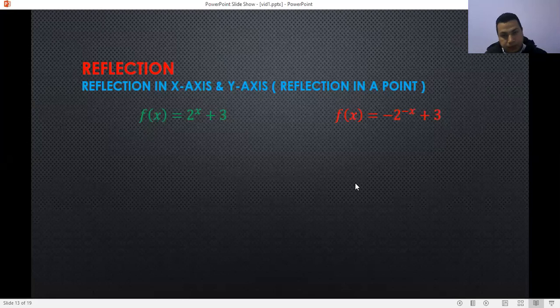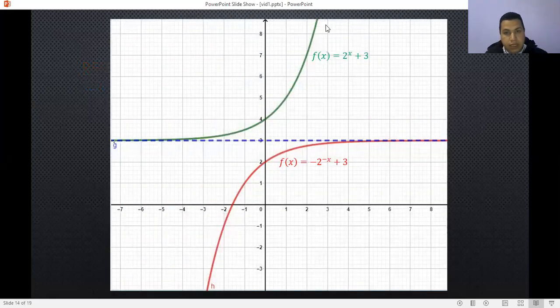Okay, then this is our graph. This is the asymptote line, and these are the changes made to this curve. This curve is the same as this curve, but by reflection in this point.